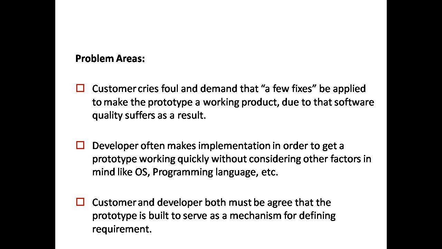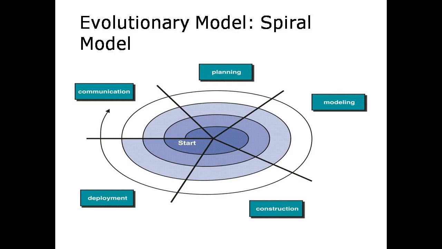the prototyping evolutionary model. Now we are going to discuss the spiral model. The spiral model is an evolutionary software process model that couples the iterative nature of prototyping with the controlled and systematic aspects of the waterfall model. It has two distinguishing features: a cyclic approach for incrementally growing a system's degree of definition and implementation while decreasing its degree of risk.